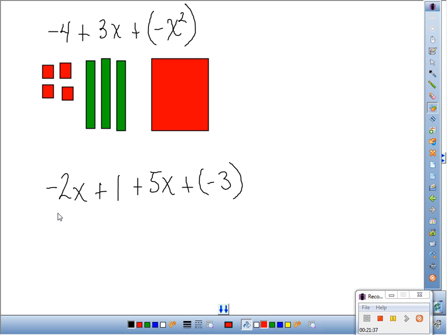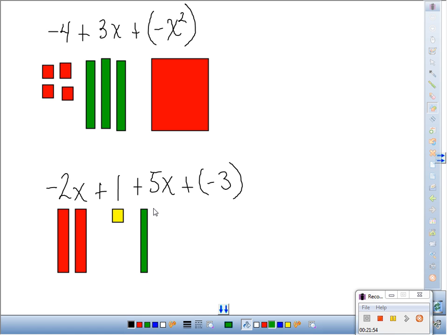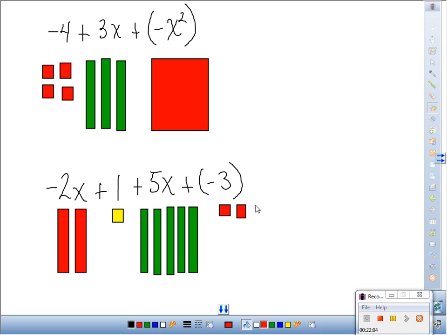So check this out. You should have got in front of you 2 red ones of the rectangles. Hands if you got that. Okay. 1 yellow. 5 green. 1, 2, 3, 4, 5. And 1, 2, 3 of the little red. Hands up, yours looks like this. Okay? That is correct.